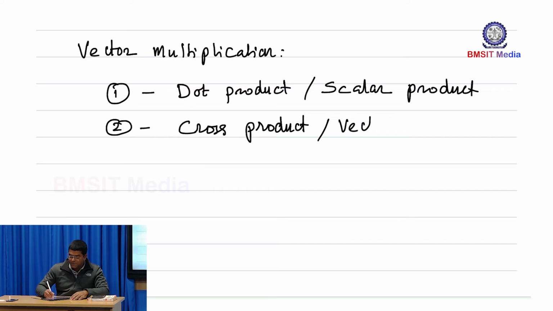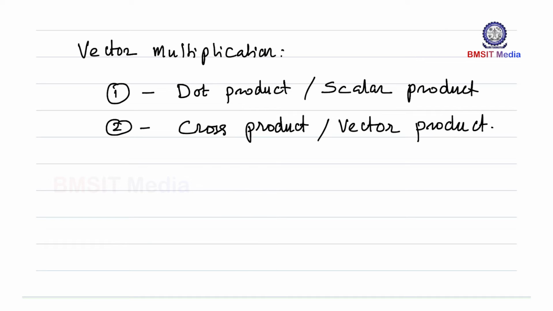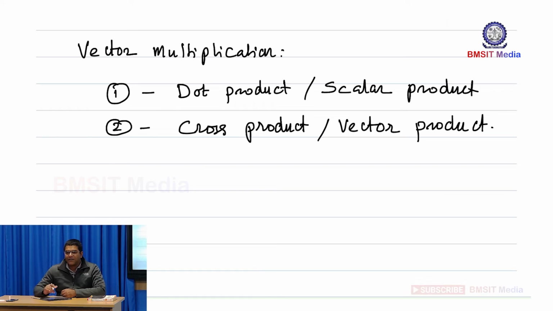When it comes to dot product or cross product, we will be multiplying two vectors. Scalar product will do inner product, we can say. Scalar product and scaling are two different things. Scaling means we are multiplying with a scalar value, but scalar product or dot product means we are multiplying a vector with another vector.